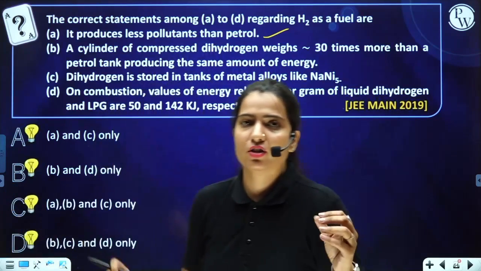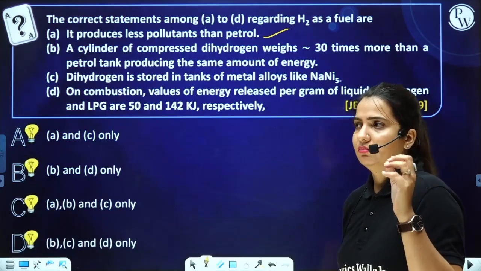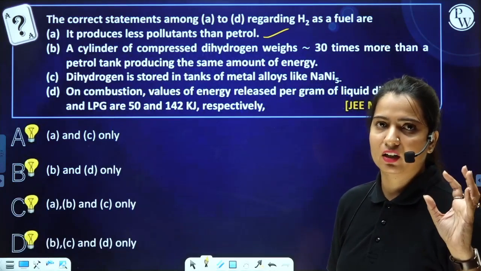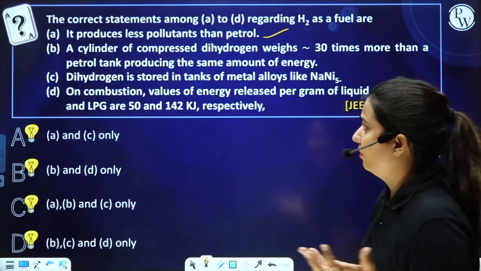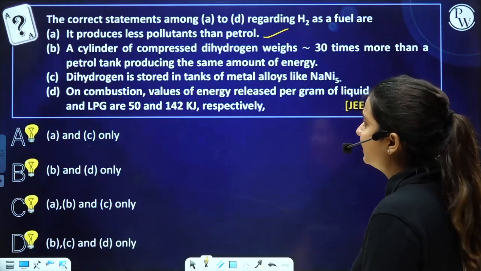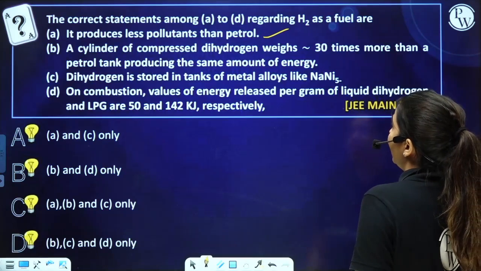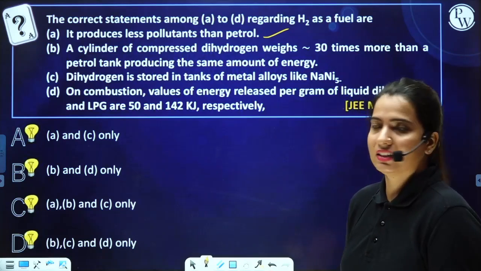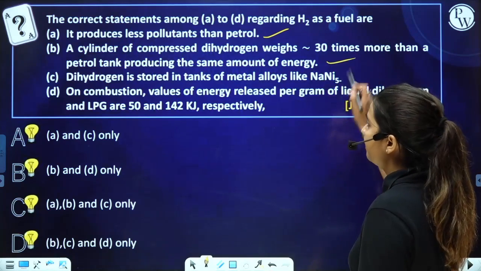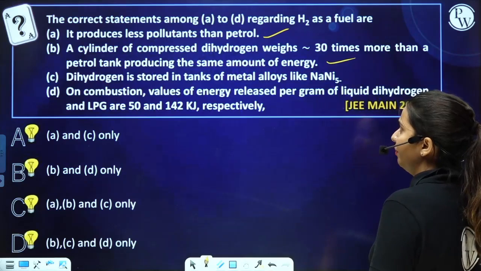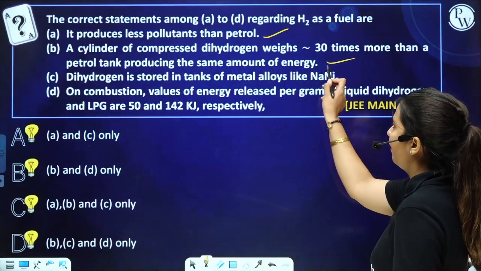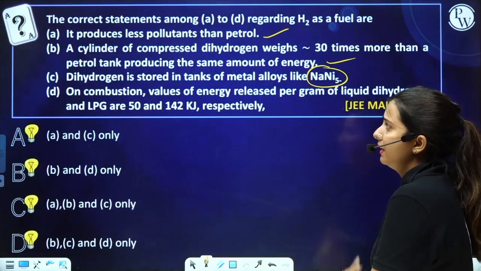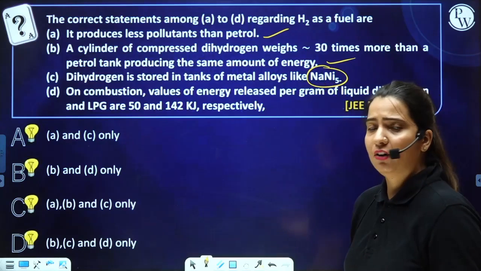So the transportation of H2 gas is the limitation the scientists are facing right now, although it's a very good fuel. A cylinder of compressed dihydrogen weighs 30 times more than a petrol tank. 30 times. You can understand the difference. So this is correct. Dihydrogen is stored in tanks of metal alloys like NaNi5. Yes, we have to use a compound like this, because hydrogen can react also.